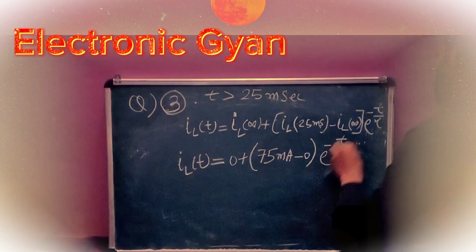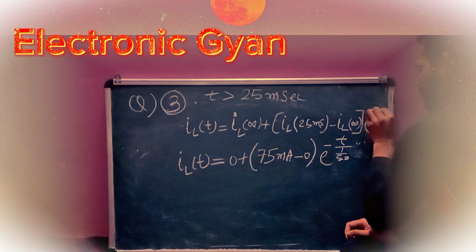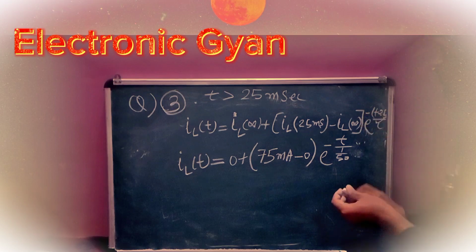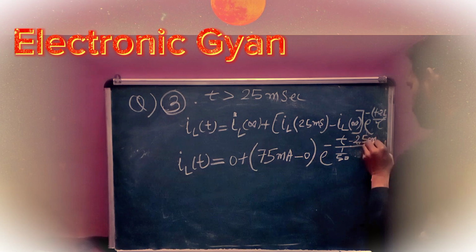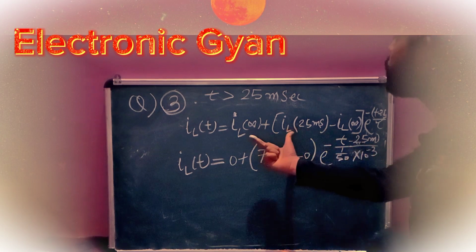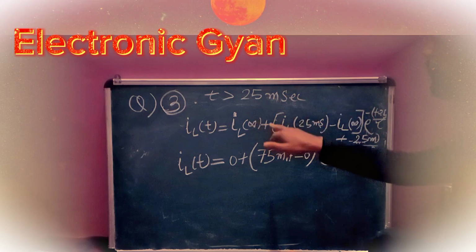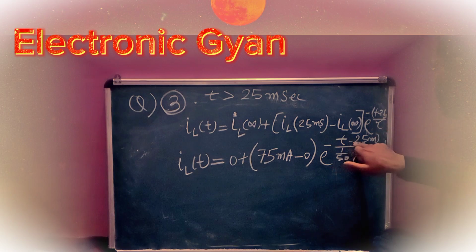Because my switch has been closed at t equal to 0, this is minus t minus 25, t minus 25 by tau. So this is my t minus 25 millisecond, and this is 1 by 50 into 10 to the power minus 3. Because my switch has opened at time t equal to 25 milliseconds, that's why it is e to the power minus t minus 25 millisecond divided by tau, which is t minus 25 millisecond divided by 150 into 10 to the power minus 3.